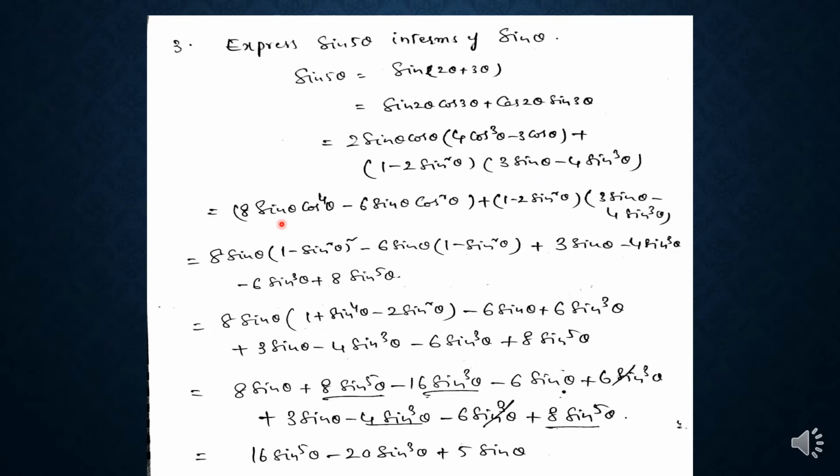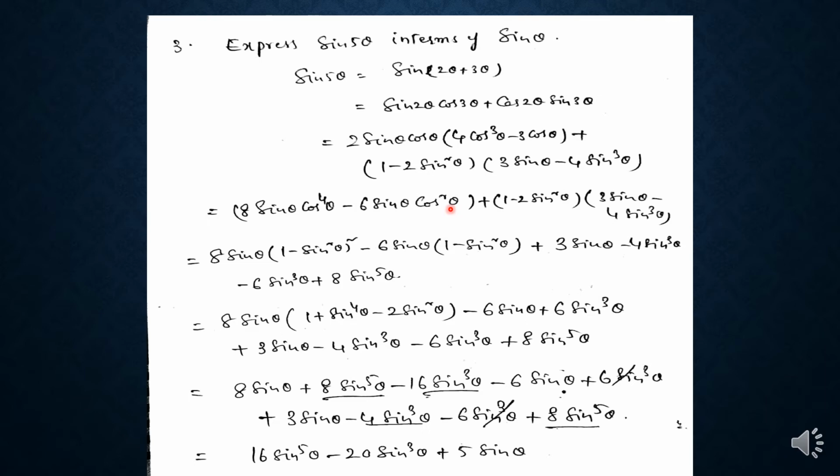So that is equal to, by multiplying with 2 sin theta cos theta, 2 into 4 sin theta into cos to the power of 4 theta, minus 2 sin theta cos theta into 3 cos theta, which is minus 6 sin theta cos square theta, plus 1 minus 2 sin square theta into 3 sin theta minus 4 sin cube theta. Here we should convert all the terms into sin. Here cos to the power of 4 theta is there and cos square theta is there. We know that cos square theta is equal to 1 minus sin square theta, because sin square theta plus cos square theta is equal to 1.